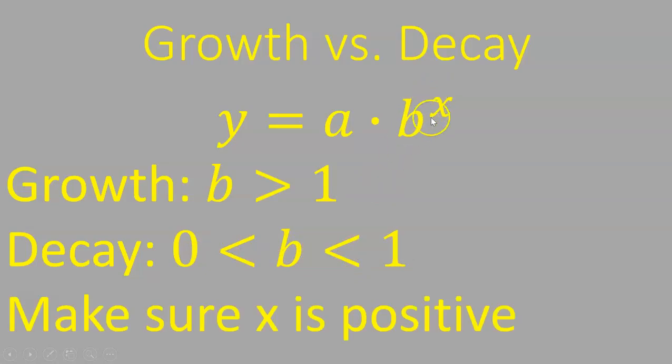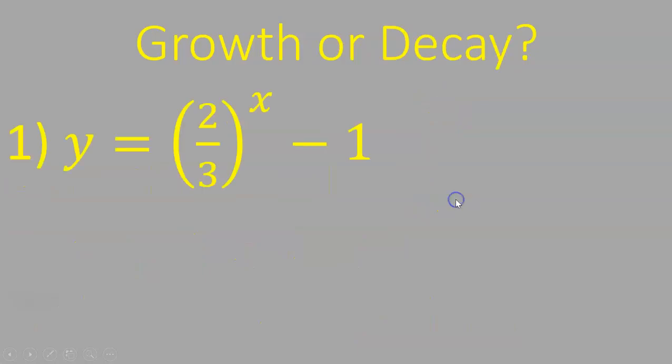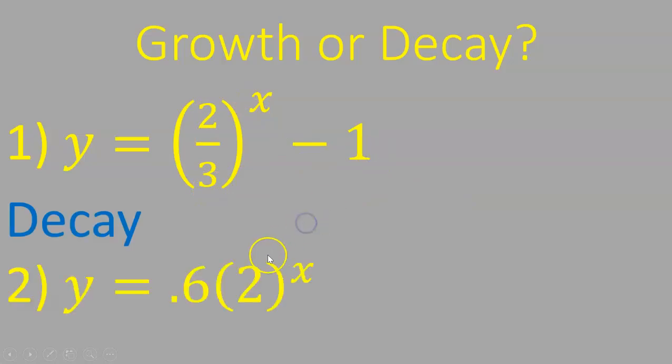We do want to make sure x is positive. That's not going to be much of an issue in Algebra 1, but we want to make sure that's positive and use our exponent rules if it's not. So some examples, this base is between 0 and 1, so it's a decay. This base is larger than 1, and a quick note here, the number in front is irrelevant when it comes to determining growth versus decay, so we don't care about this. We're only looking at the base.